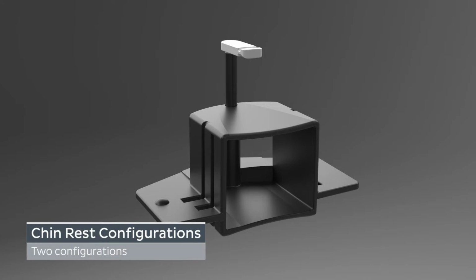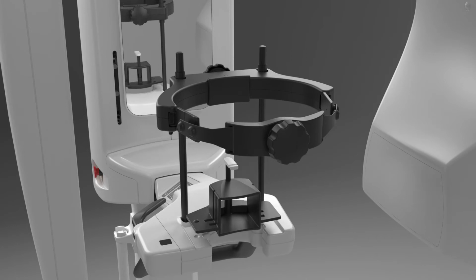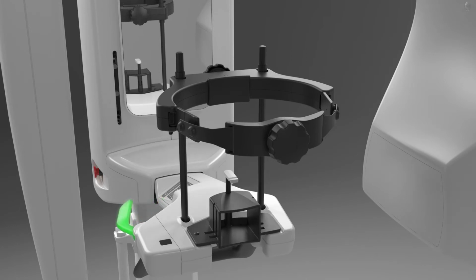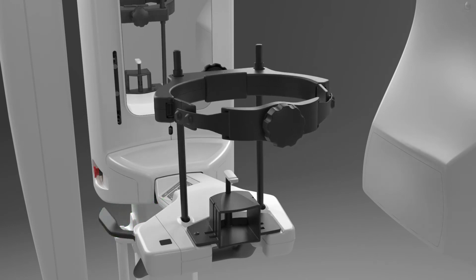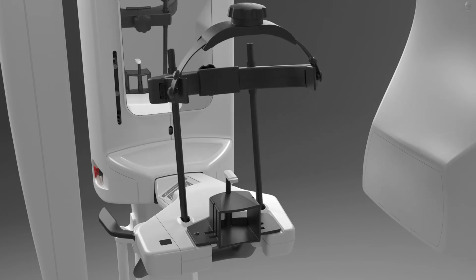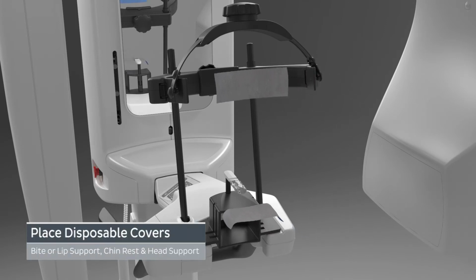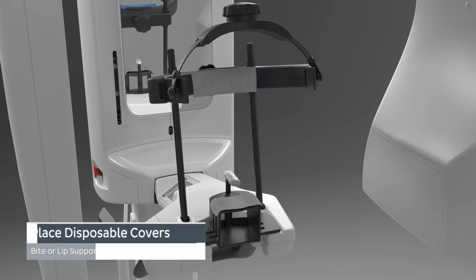There are 2 chin rest configurations that can be used when acquiring a 2D panoramic image: Standard Panoramic and Pediatric Panoramic. Both require the bite block and chin rest, except for edentulous patients that require the use of the lip support and chin rest. Pre-configure the chin rest and place it into the system. Release the head support locking lever and move it towards the patient mirror. Pivot the back portion of the head support into its upright position. Place disposable covers on the bite support or lip support, patient chin rest, and head support.